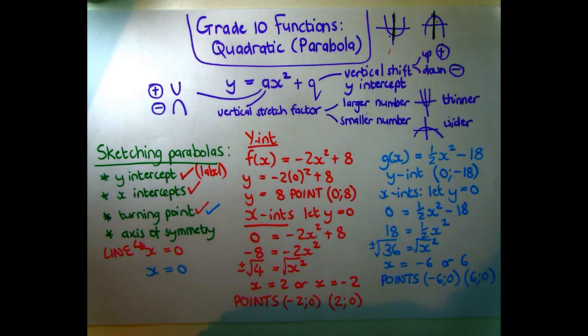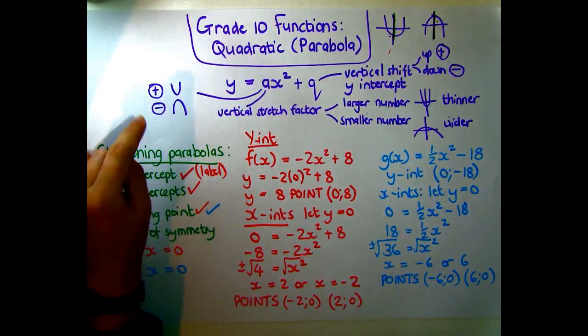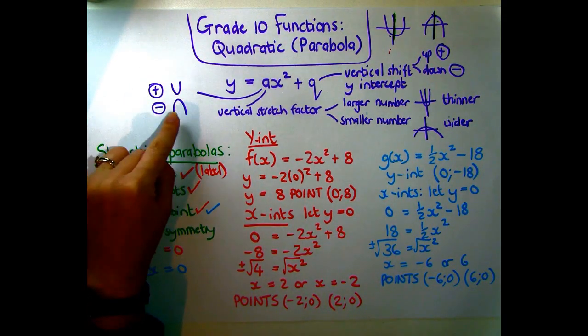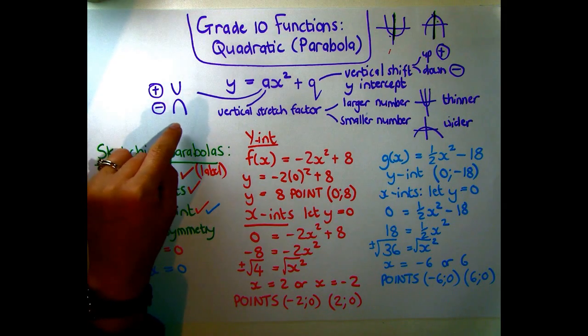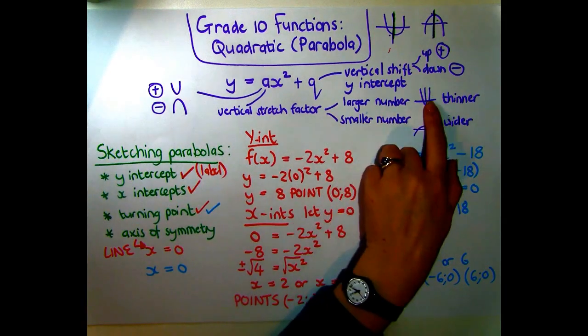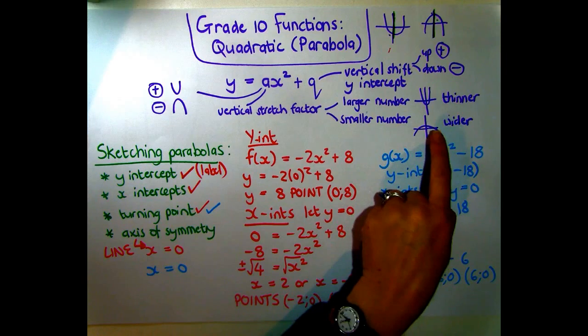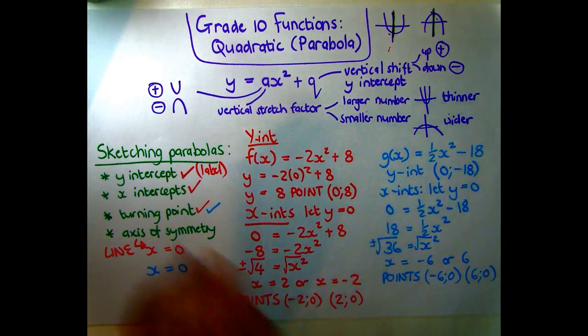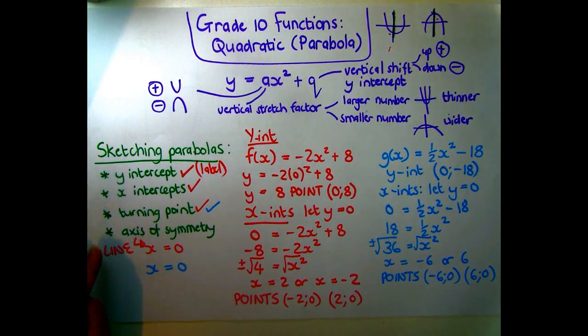The A value tells us whether it's happy, positive, or sad, negative. It also tells us how wide the parabola is. The bigger the number, the thinner the parabola. The smaller the number, the wider the parabola. When you sketch them, you need to cover these things.